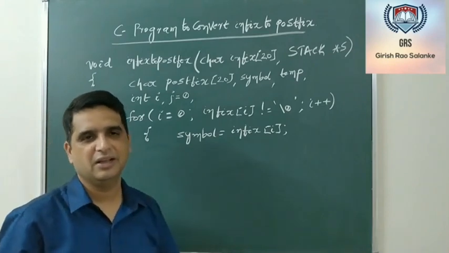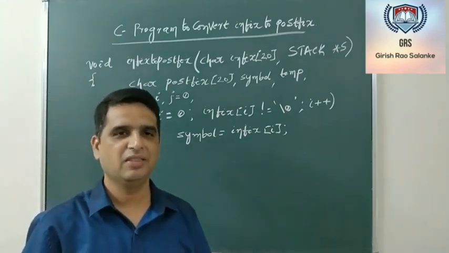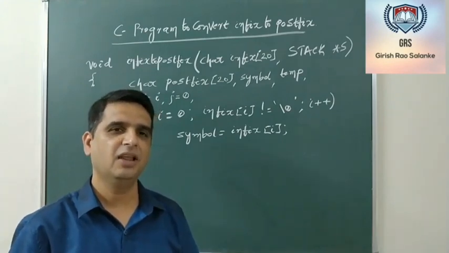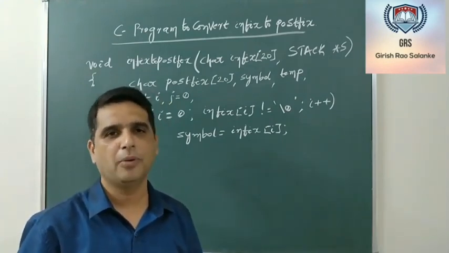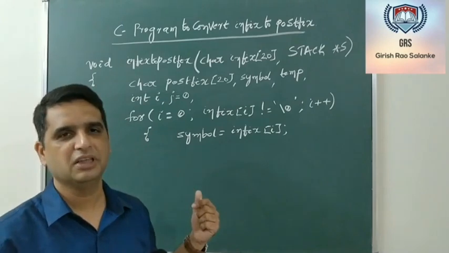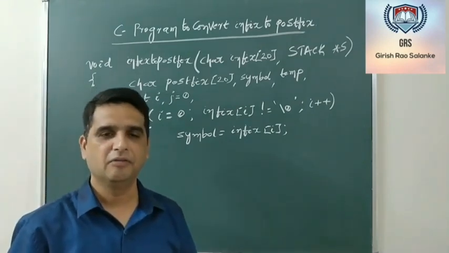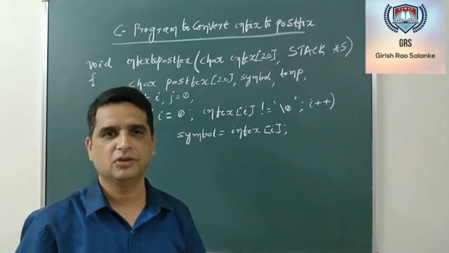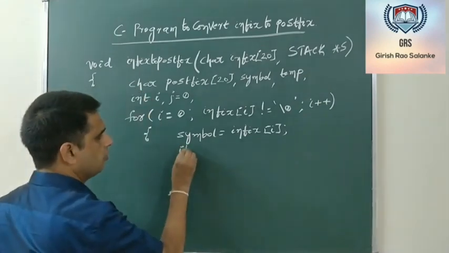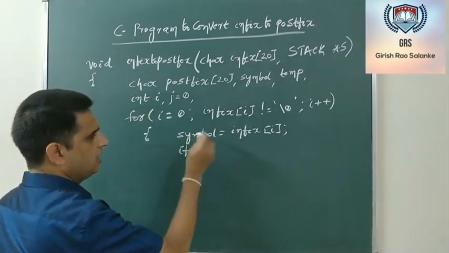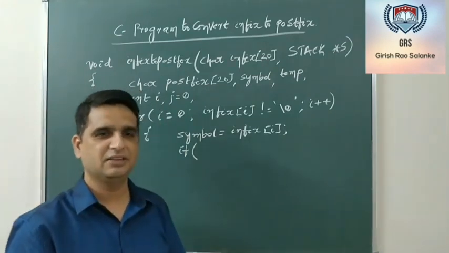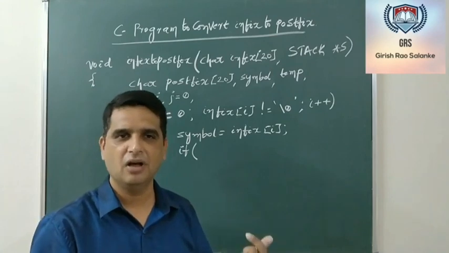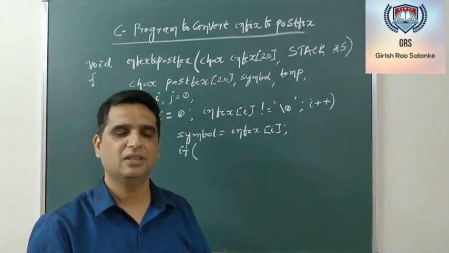Now I need to check whether the symbol is a left parenthesis, a right parenthesis, an operand, or an operator. The first thing we are going to check is whether it is an operand. We know that if it is an operand, it needs to be placed in the postfix expression. So I'm going to check if this symbol is an operand. Operand, in the example that we discussed in the previous video, we saw A is one operand, B is the other operand.